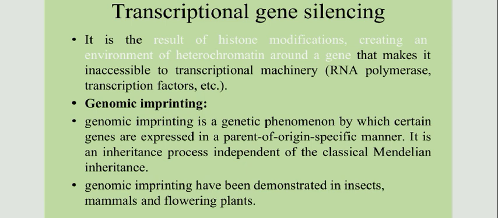And next, transcriptional gene silencing in detail. It is the result of histone modifications creating an environment of heterochromatin around a gene that makes it inaccessible to transcriptional machinery, RNA polymerase, transcription factors, etc.